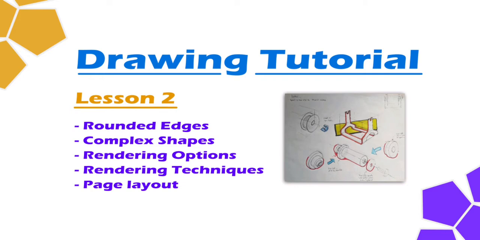In this lesson we'll be going through rounded edges, leading on from what we've done before; complex shapes, which is more complicated and different from what we've done before; rendering options, that's like using pencils, pens, and I'll explain the pros and cons of those different drawing options; rendering techniques, so the various ways that you could use those rendering options in practice; and then page layout, for some handy tips on the best way to get your point across. So let's get to it.